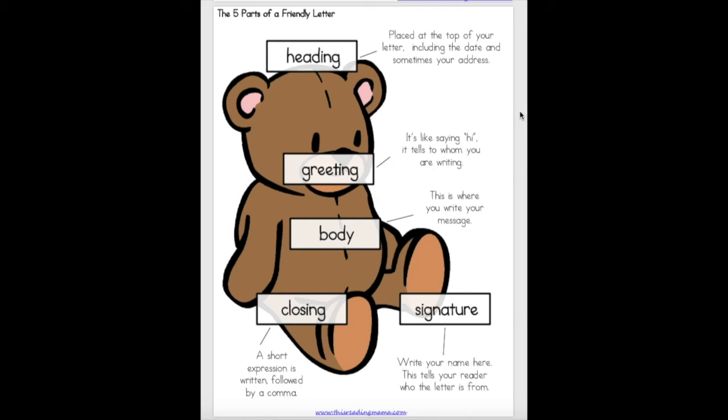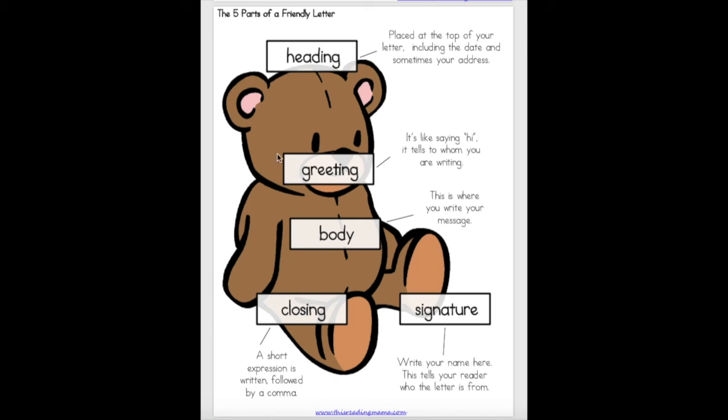All right, so let's review, friends. Remember, there's 5 parts to a friendly letter. Number 1 is the heading. Remember, the heading is placed at the top of your letter. It includes the date and sometimes your address. But remember, that's if we're mailing the letter. So most importantly, we need the date of the letter.